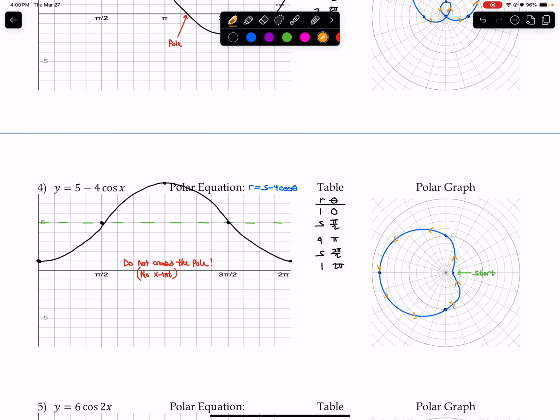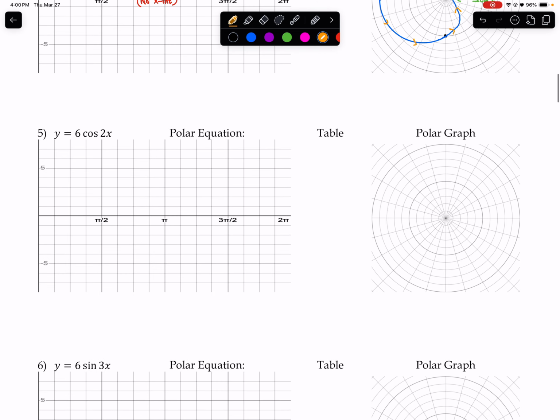Ta-da. All right, now for my personal faves. Just kidding, they're actually not. They're pretty graphs, but I'm not a fan.